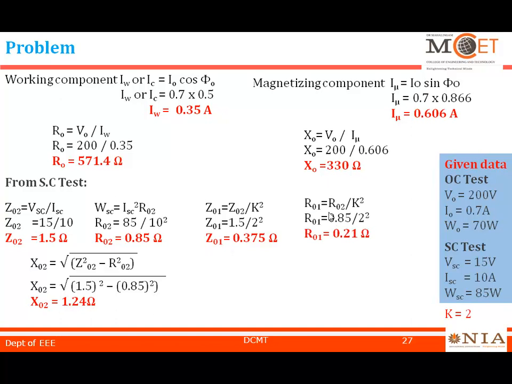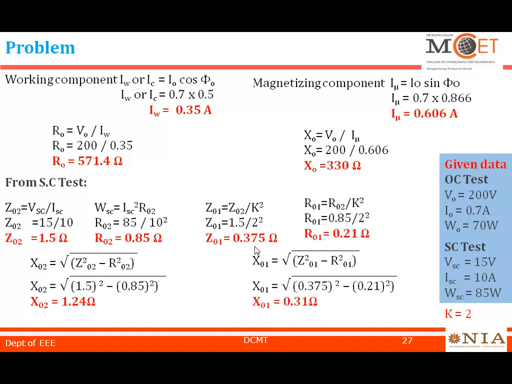Again similarly for R01, R02 divided by K square, 0.85 divided by 2 square, so R01 is 0.21 ohms. From this you can find X01, the primary leakage reactance. X01 is equal to root of Z01 whole square minus R01 whole square. So Z01 is 0.375 whole square minus 0.21 whole square, giving X01 is equal to 0.31 ohms.